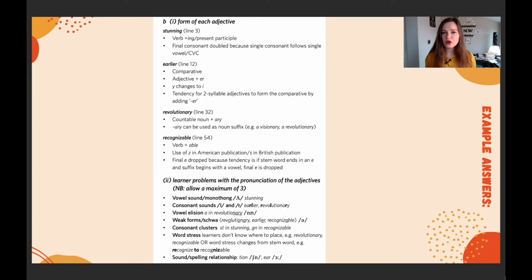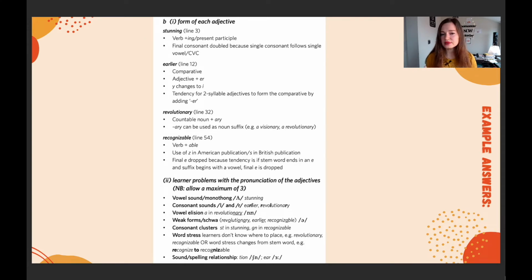First of all, form of each adjective. You can see that stunning in line 3 is a verb with -ing or present participle. Final consonant doubled because single consonant follows single vowel, CVC. Earlier, comparative, adjective plus -er. Y changes to i. Tendency for two-syllable adjectives to form the comparative by adding -er.